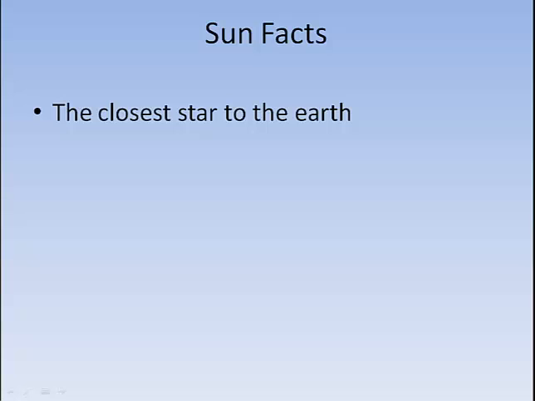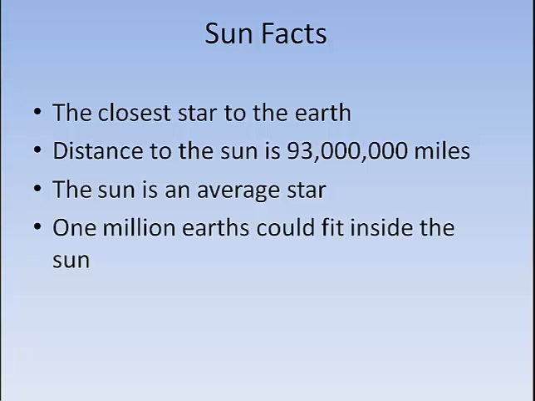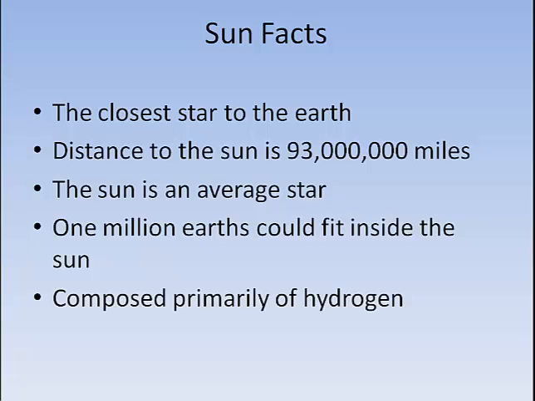Alright, the sun is the closest star to the Earth. It's about 93 million miles away. It's an average star. There's nothing special about our sun, and that's a good thing for us. As we'll learn later, being an average star has given time for life to evolve on this planet. However, our sun is enormous compared to the Earth. We could fit 1 million Earths inside the sun.